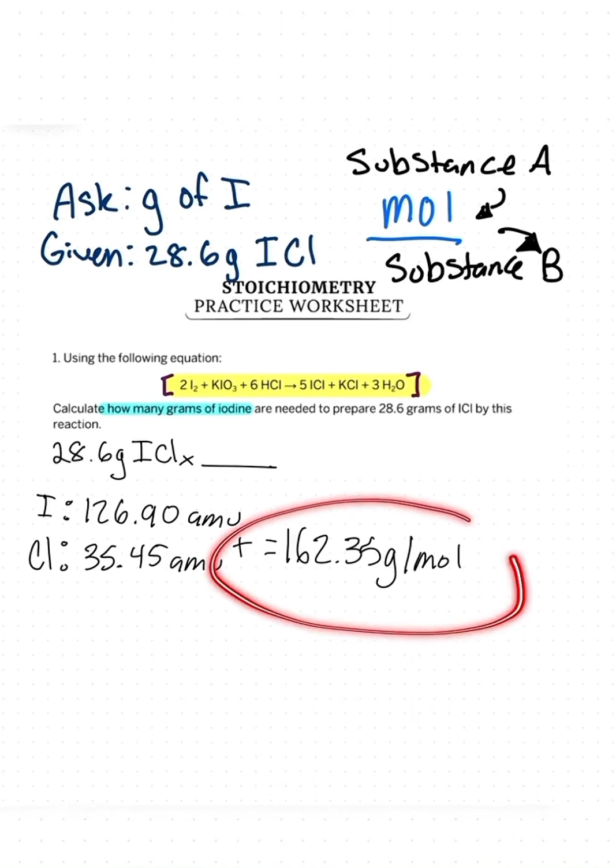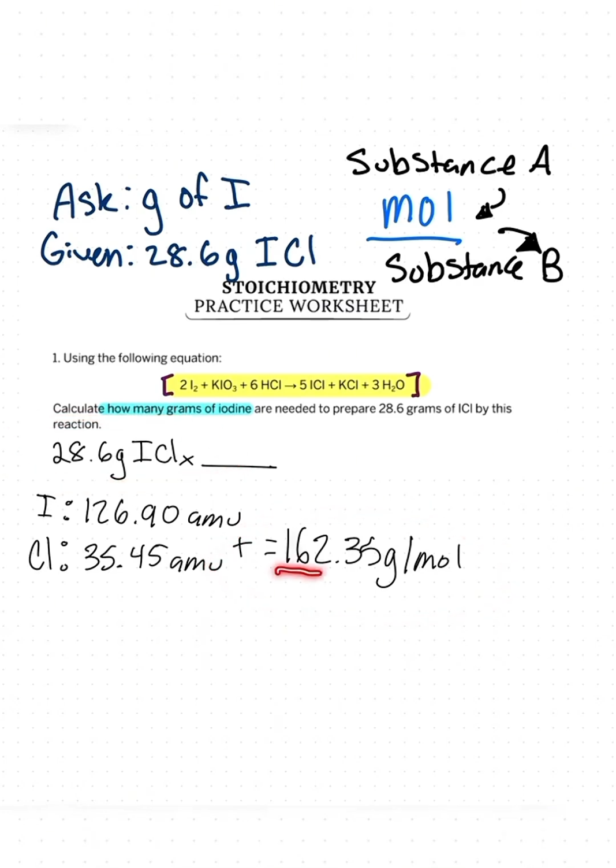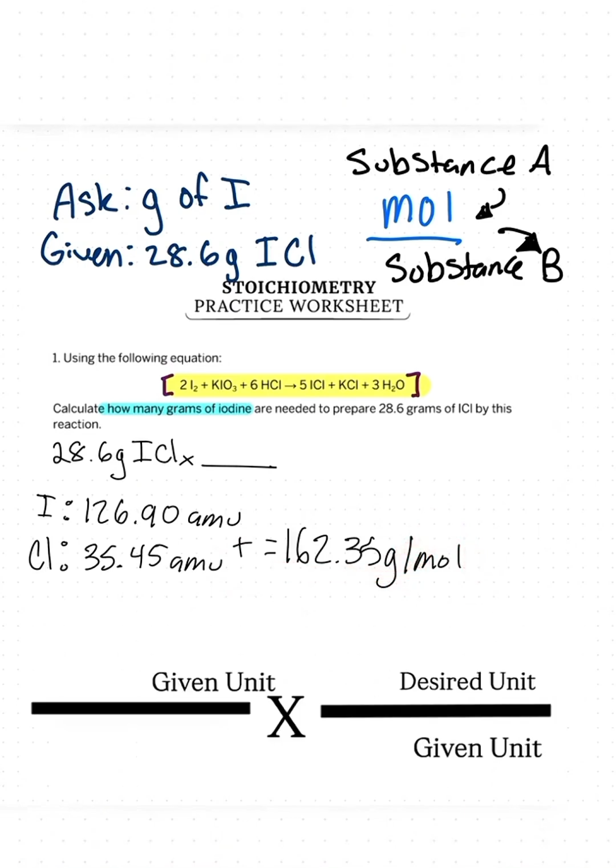Why is this in grams per mole? Because the periodic table measures elements in grams per mole. And I know that the only thing that can cancel out grams of ICl is its formula mass, because it would be 162.35 grams of ICl per 1 mole. Now, how do you write that down? Well, I would put 1 mole of ICl in the numerator and 162.35 grams of ICl in the bottom, because that's how it's read. 162.35 grams per mole, and that as a fraction is exactly this.